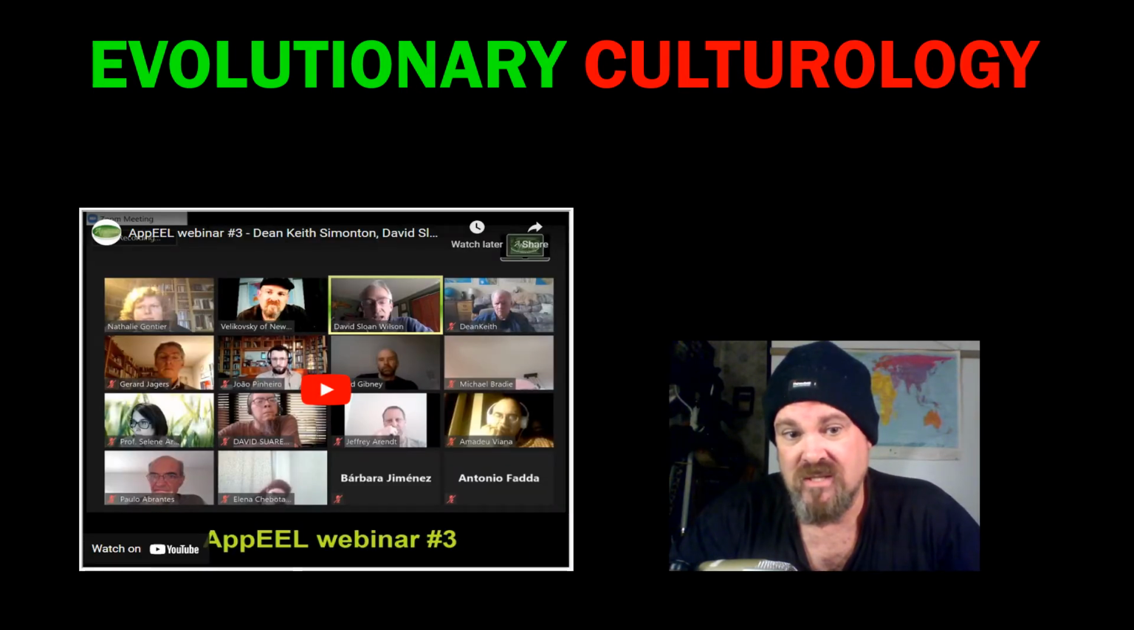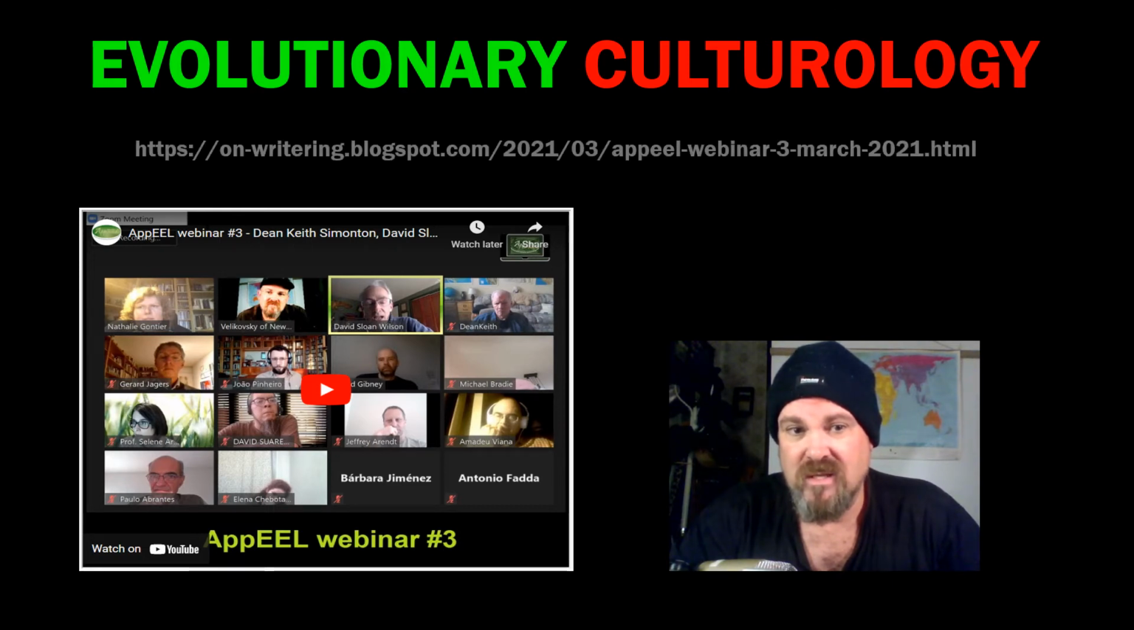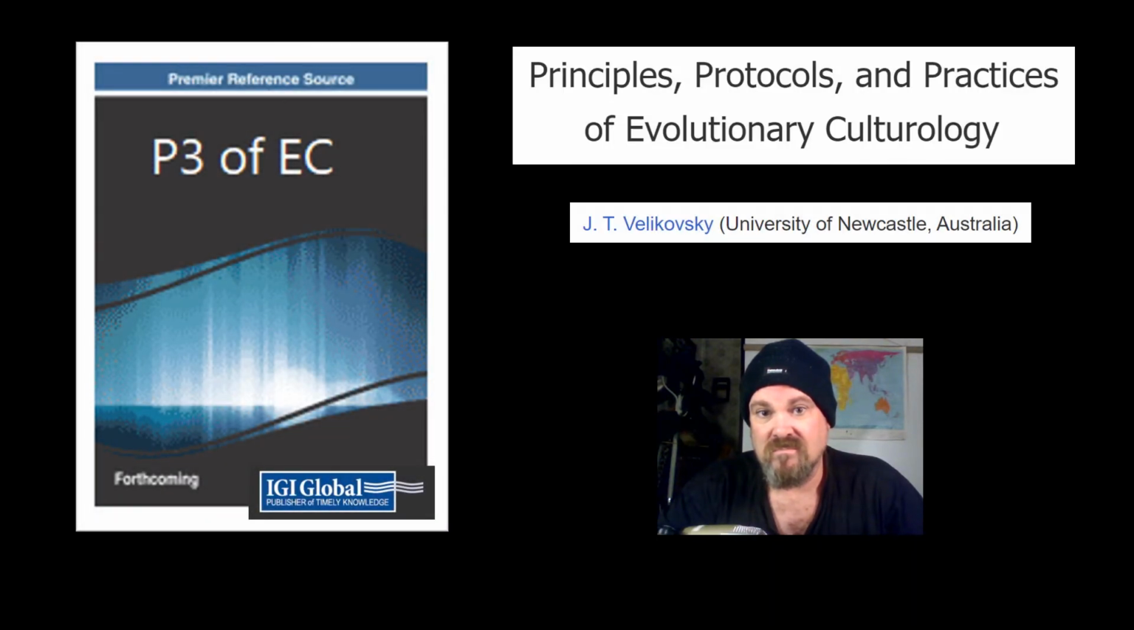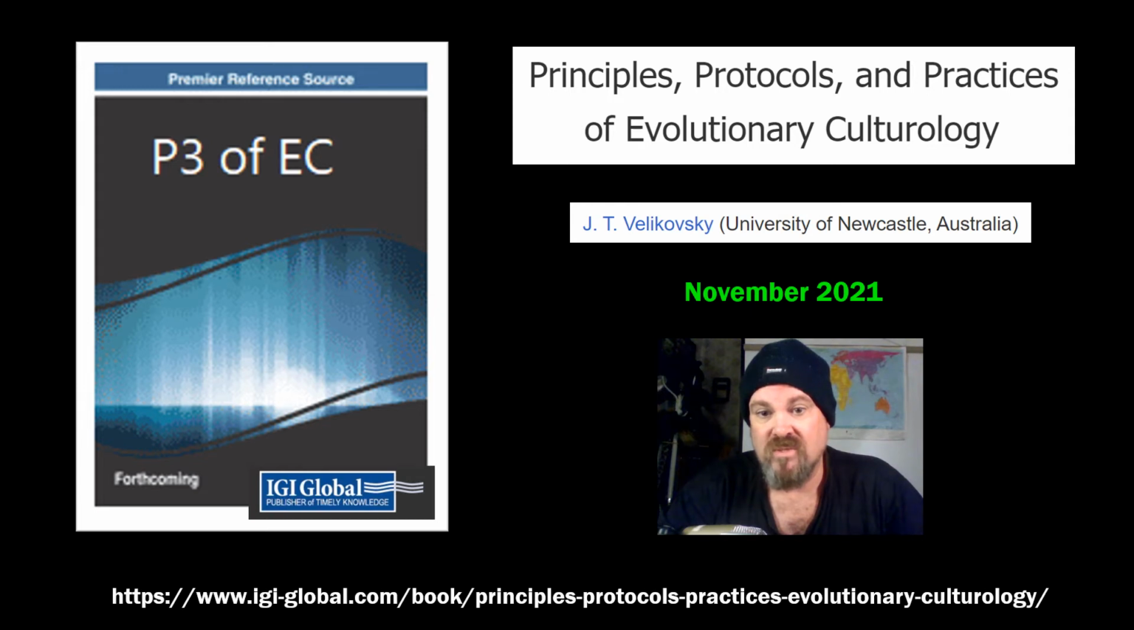Because we just had this great AppEEL webinar, and there were some great discussion points that came up in the Q&A. So there were three speakers: Dean Keith Simonton, David Sloan Wilson, and I talked about my forthcoming book, P3 of EC. There's the long title, coming in November 2021. There's the website.